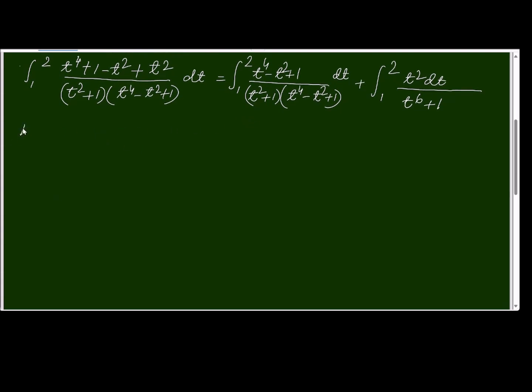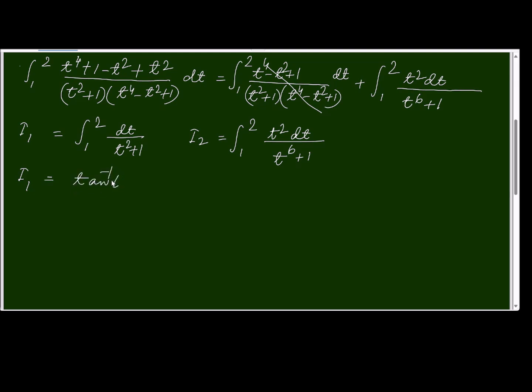Now you will see in integral 1, these two are cancelled. Integral 1 is becoming only dt by t^2 + 1. Integral 2 equals integral 1 to 2 of t^2 dt over t^6 + 1. First one is very easy because we can put the direct formula, that will be tan inverse t from 1 to 2. So tan inverse 2 minus tan inverse 1. Tan inverse 1 is pi by 4. So this will be tan inverse 2 minus pi by 4.